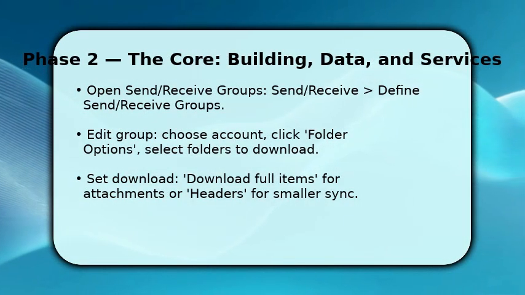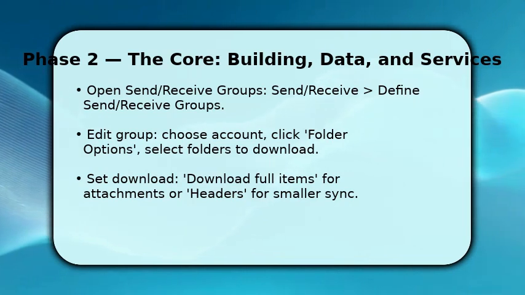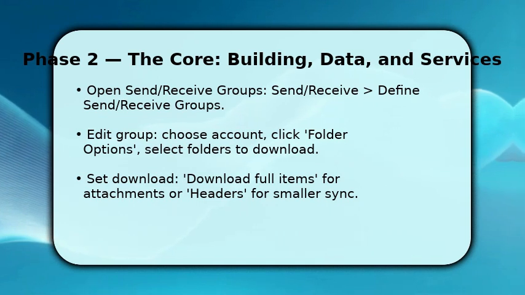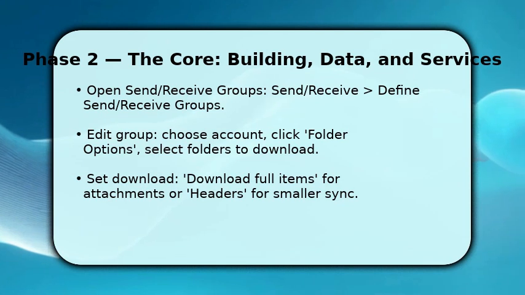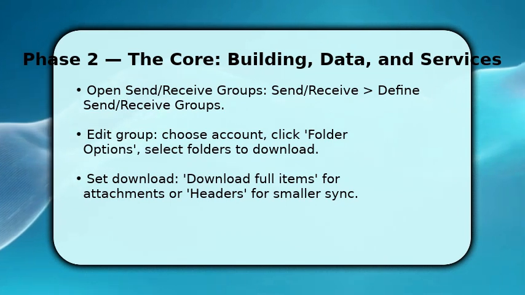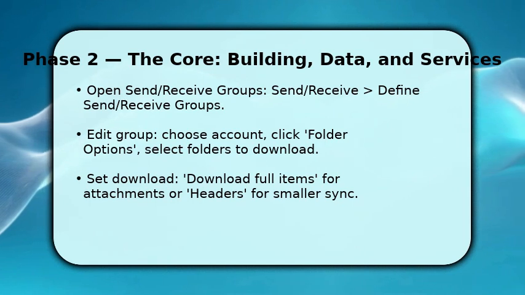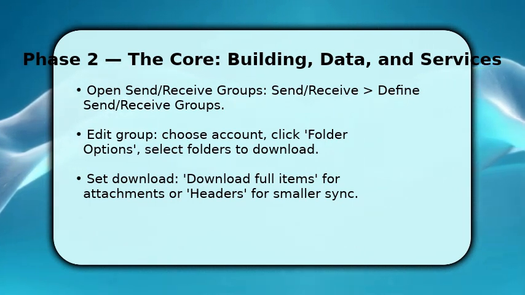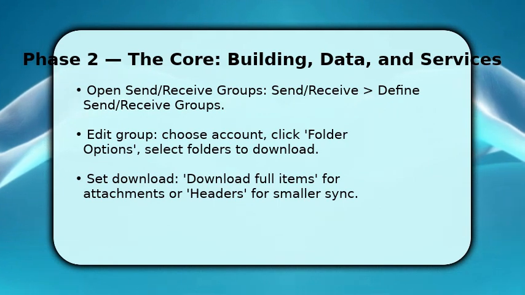Next, you control which folders actually synchronize. Go to Send/Receive > Define Send/Receive Groups, select the group and edit. Choose your account, then click Folder Options and pick the specific folders you want downloaded. This matters if you have many folders and want selective sync. Make sure to set whether you download full items including attachments or only headers to save bandwidth. Once configured, run Send/Receive All Folders, so Outlook applies the settings and populates the local cache for those folders.